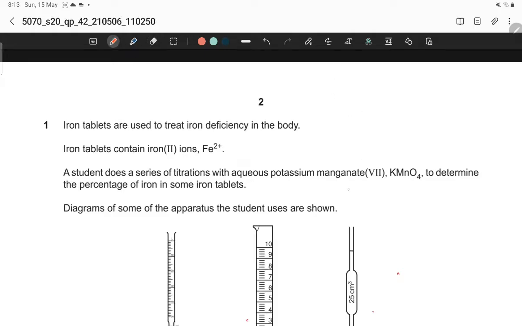This is the redox titration. This is iron 2 salts and this is potassium manganate. Potassium manganate acts as an oxidizing agent while iron salts act as a reducing agent, as you have done in the redox topic: iron salts always act as a reducing agent and potassium manganate acts as an oxidizing agent.